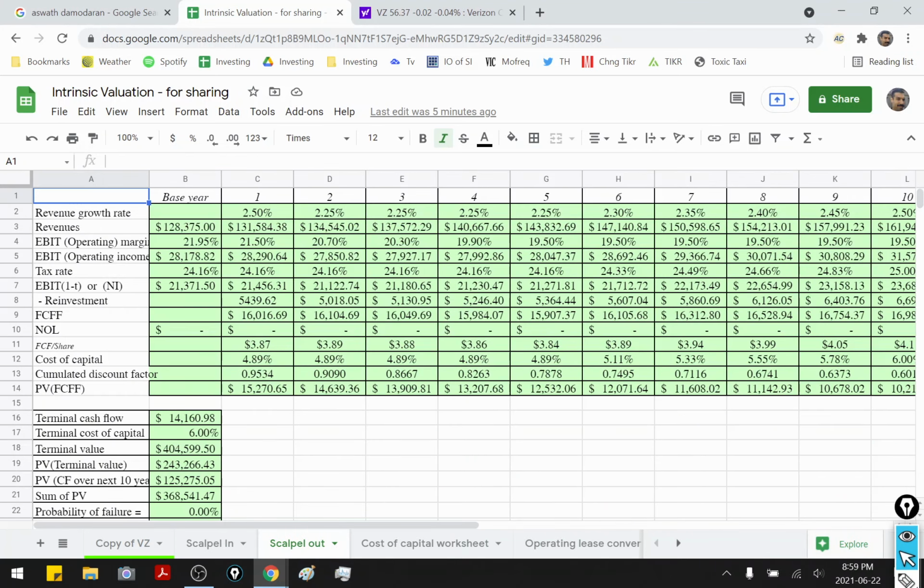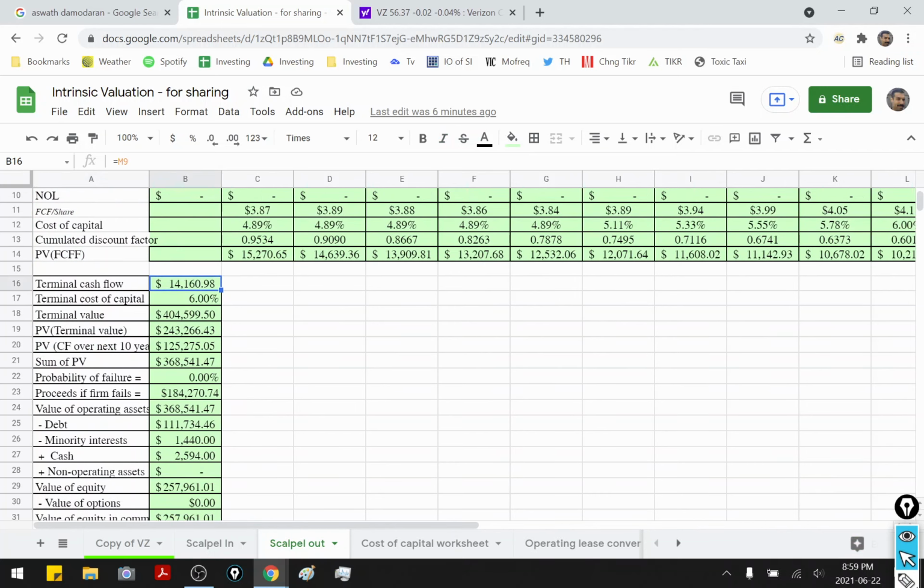As you can see, the output is far more detailed, right? You can see that revenue growth rates can change year to year. You can see that it takes into account EBIT, tax rates, reinvestment costs, free cash flow, right? And then cost of capital. So from here down, it's similar to the previous sheet, okay?